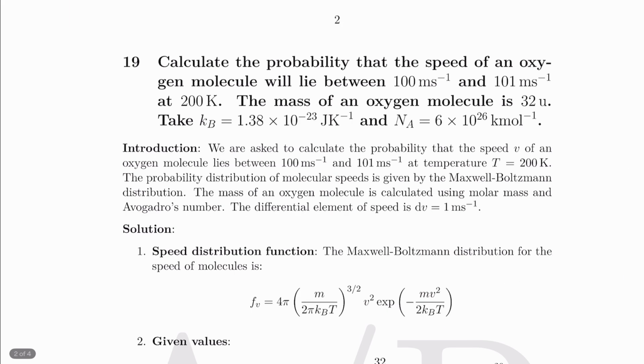Here we have the first question, which says: calculate the probability that the speed of an oxygen molecule will lie between 100 meters per second and 101 meters per second at 200 Kelvin temperature. The mass of an oxygen molecule is about 32 atomic mass units, and you have to take the Boltzmann constant as 1.38 multiplied by 10 to the power minus 23 joule per Kelvin, and the Avogadro number, as usual the simplified version, which is 6 multiplied by 10 to the power 26 per kilomole.